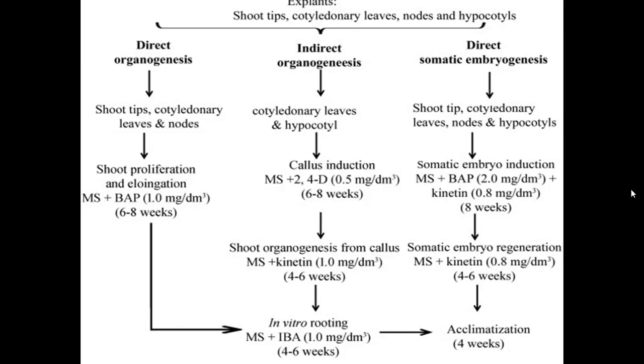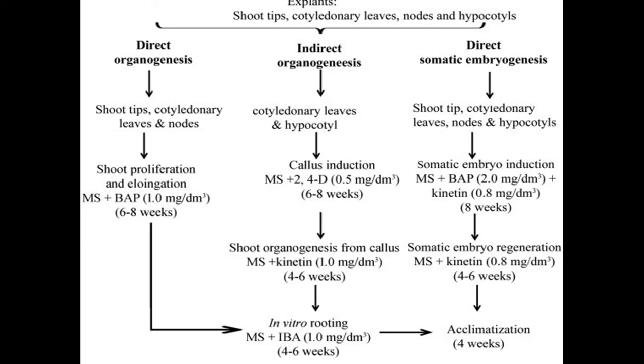Okay, now this is the diagram which shows the difference between direct organogenesis, indirect organogenesis, and direct somatic embryogenesis. Now as the explant we should take shoot tip, cotyledon leaves, nodes, and hypocotyl. For direct organogenesis, we take shoot tip, cotyledon leaves, and nodes, and the shoot proliferation and elongation take place with the help of the medium, that is MS media plus BAP.